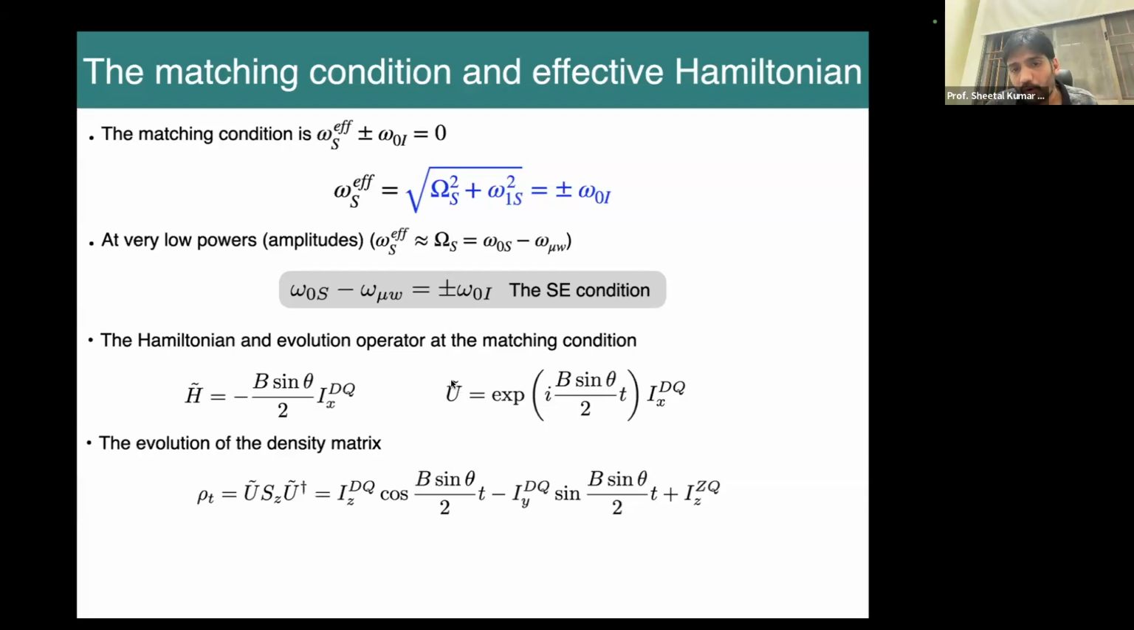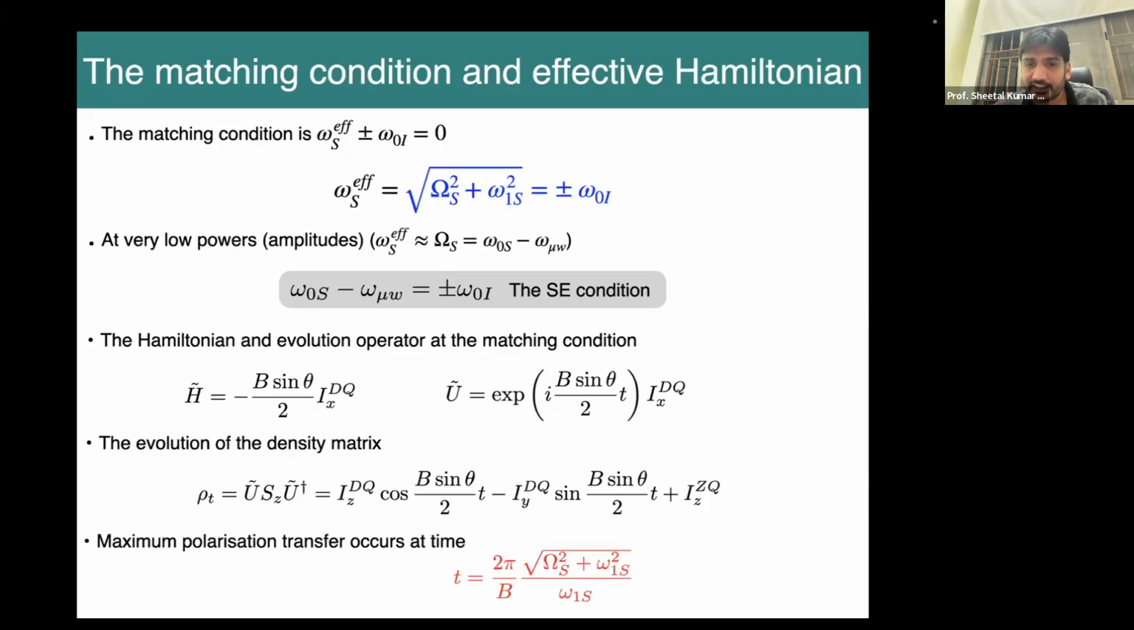So if we evolve our initial density matrix, S Z, under this time evolution, we get this kind of term. And as we know here, when this cos part becomes -1, then the sine will become zero, and that is when it will become a difference of the zero quantum and double quantum, which is exactly the state we are looking for, that is the nuclear Z operator. So that's when the polarization transfer happens, and that will happen when this factor is pi. Based on that, we can calculate the time at which the maximum polarization will happen the first time.